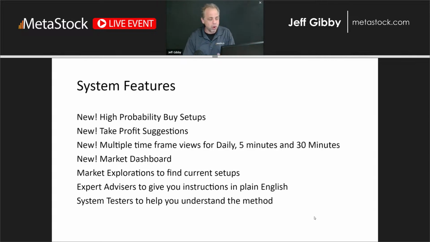Here's what we added for it. The new high probability buy setups, the scans for those as well. The take profit suggestions, where you can look to actually take profits. The multiple time frames, so if you're looking at daily, you'll be able to see the daily, the weekly, the monthly. If you're looking at 5 minutes, it'll show you, I believe, the 30 and the 60-minute chart. And the same with 30. There are pre-configured views that show you the higher time frames in that ribbon.